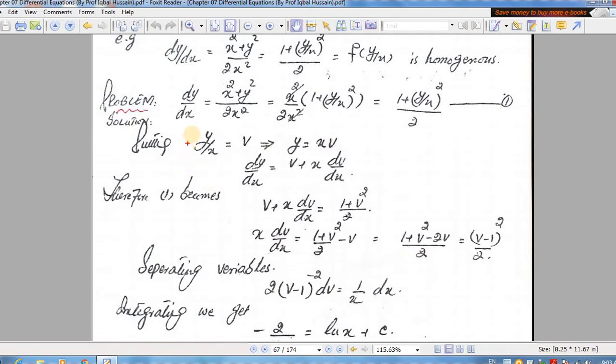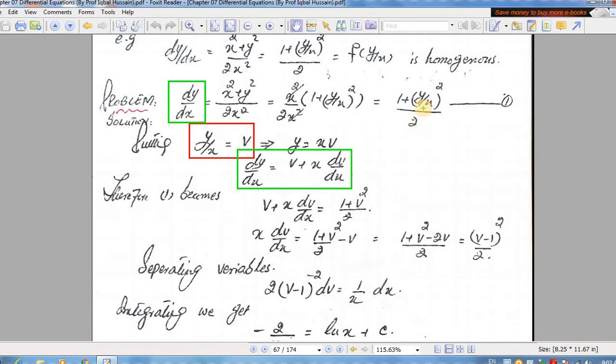The value of y over x will be substituted here. Similarly, we will substitute the value of dy by dx. The value of dy by dx is this one, which will be substituted here. The value of y over x is here, which will be substituted here.